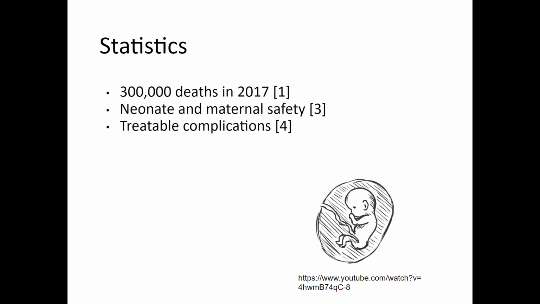Here are some of the statistics about the MMR. The World Health Organization said there were around 300,000 deaths in 2017 from maternal death, which is a lot of deaths. This is also an issue because it threatens the health of the unborn child. Studies have shown that if the mother suffers from pregnancy-related complications, these can threaten the health of the child. Another thing that makes this important is that a lot of these pregnancy-related complications are treatable. They just aren't preventable or predictable.